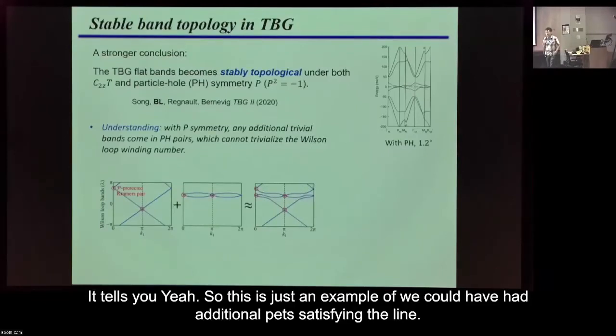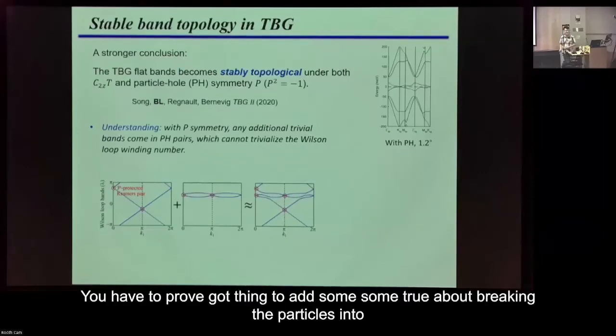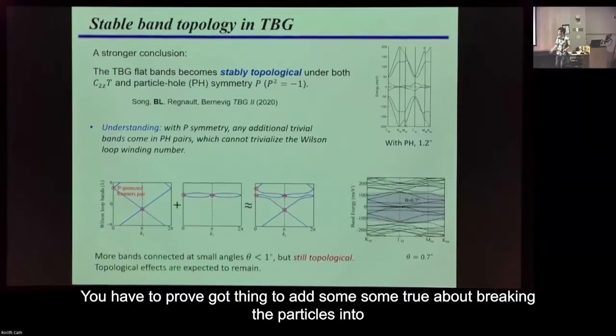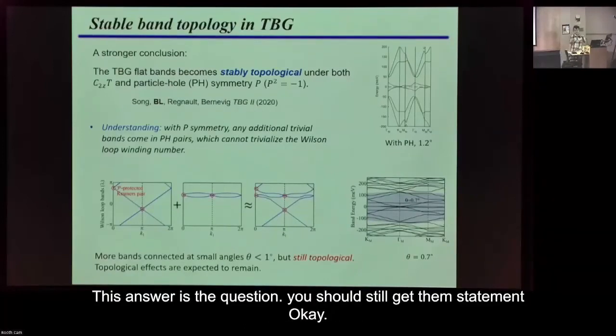Intuitively, the understanding is that if you keep adding particle-hole symmetric band pairs to the fragile bands, you can prove it's not going to trivialize the fragile topology of the band. So basically, you need to add some trivial bands breaking the particle-hole symmetry to trivialize this topology. This is just showing that at smaller angles, more bands are connected to each other, but this answers the question that you should still get the stable topology.